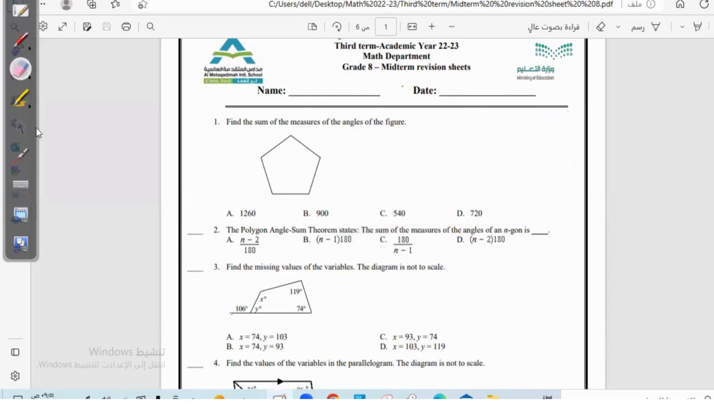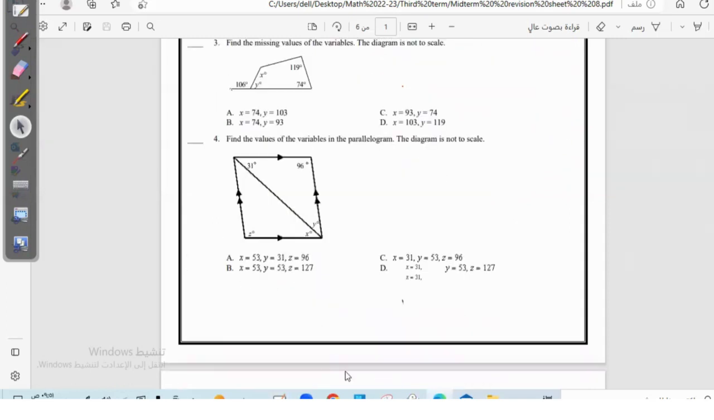Find the value of x and y. The diagram is clear. To solve this, we have to get y first. It's very simple. All of this is a straight angle, so this angle is going to be 180 minus 106, which is 74. So angle Y is going to be 74.